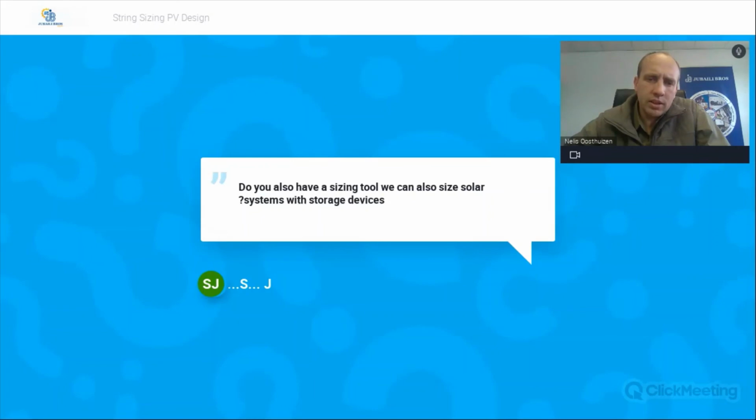Next one from Sekitoloke. Do you also have a sizing tool? We can also use solar systems with storage devices. So we do not have an offline tool that you can use. Huawei has its own design platform that's very limited on the residential side. Huawei has its own Smart Design, so we can share the link for you. Then you can also use that.